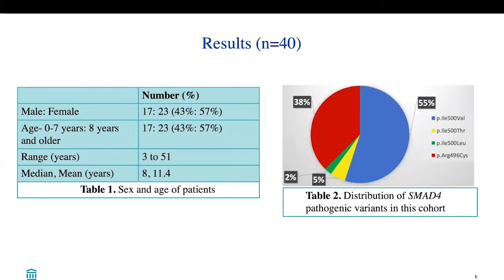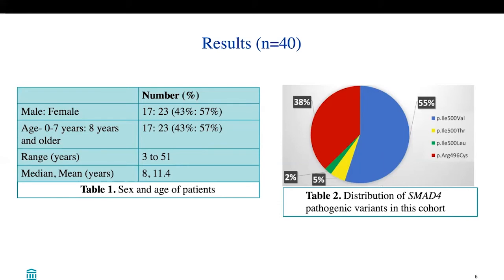Before we get into the actual results, I just wanted to share some more information about the 40 patients that we have seen, as these demographics could be important for interpreting the data later on when this study is finished. As you can see in table 1 on the left, 43% of the 40 patients are male and 57% are female. 43% of these patients are between the ages of 0 and 7, while 57% of these patients are ages 8 and up. As of January of this year, the age range of these patients is 3 to 51 years.